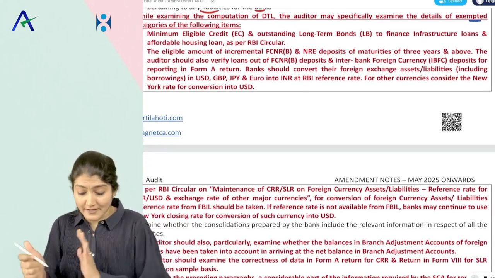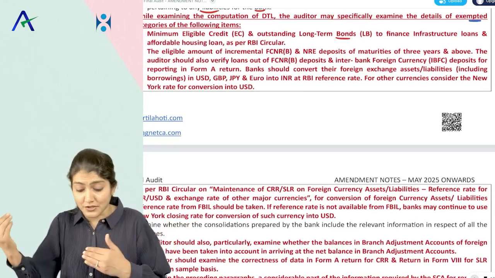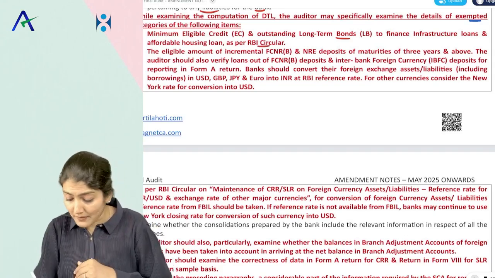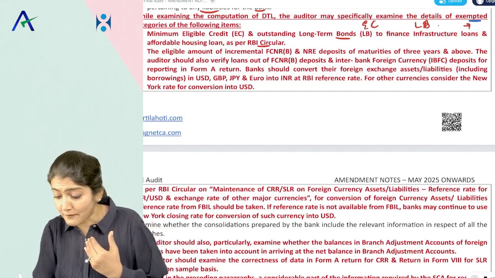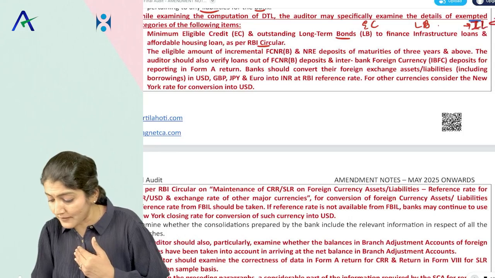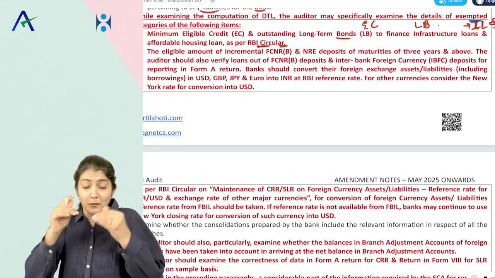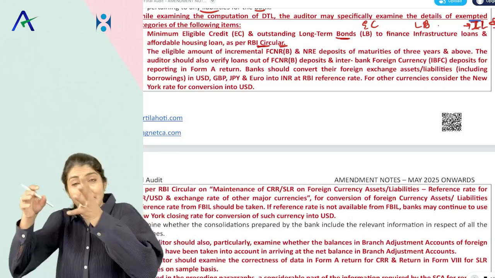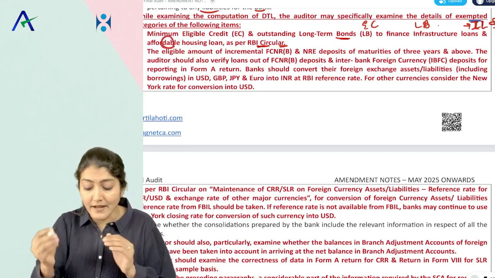Minimum eligible credit, right? So that is EC, and outstanding long-term bonds to finance infrastructure loans and affordable housing loans as per the RBI circular. So what does it say? Eligible credit. Then the long-term bonds to finance what? The infrastructure loans and the affordable housing loan, as per the RBI circular.